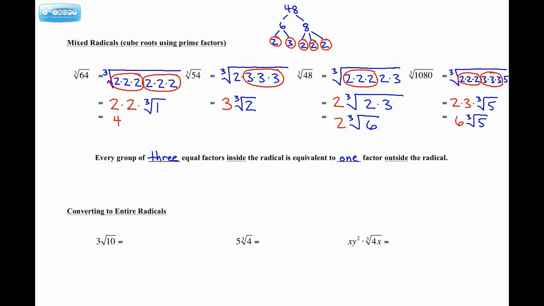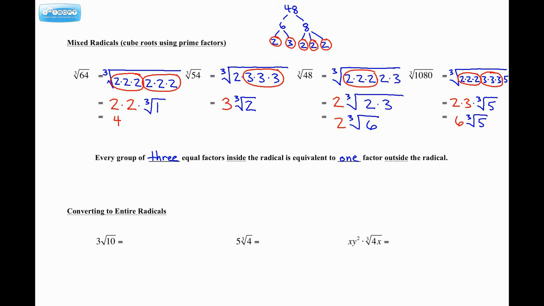Converting to entire radicals. Well, first of all, what in the world is an entire radical? Well, this is an entire radical right here, cube root of 64. Cube root of 54. Okay? When you see a number and everything you see is underneath the root, that's what we call an entire radical, because it's entirely a radical. When you break it down and you have part radical and then part rational number, we call it mixed. Well, because it's a mixture of the two. So here, 3 root 10, or 3 times the square root of 10, this is a mixed radical.